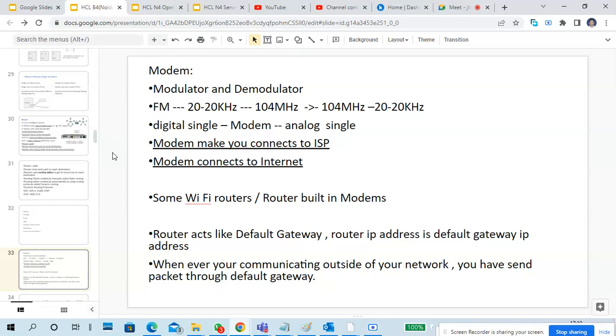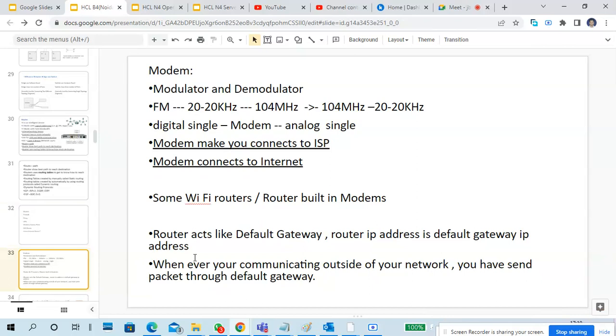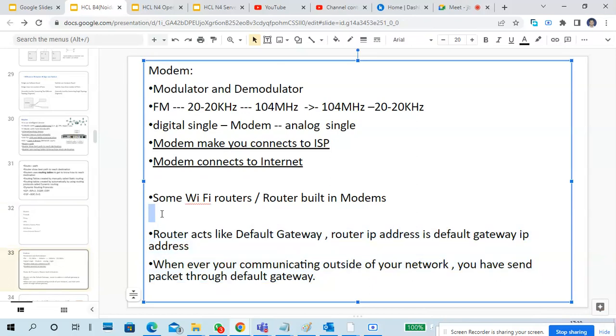Okay, a router acts like a default gateway. The router IP address is the default gateway IP address. That point should have been added there, but I added it here. Whenever you are communicating outside of the network, you need to send the packet to the default gateway. I have to separate these things, instead of which it is mixed.